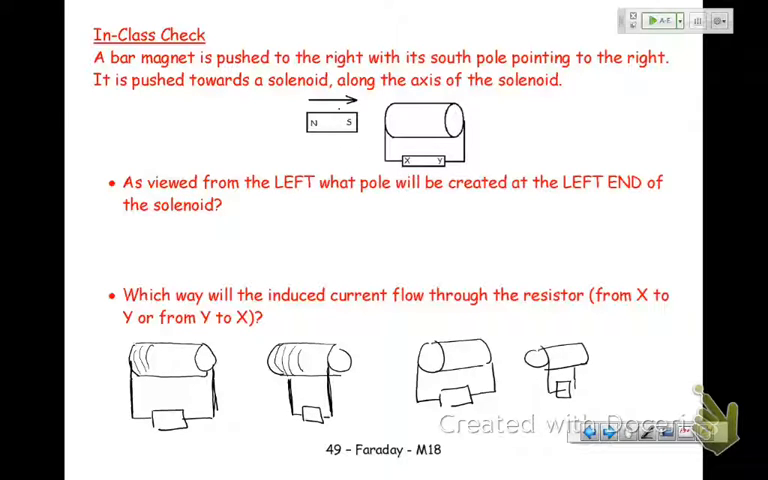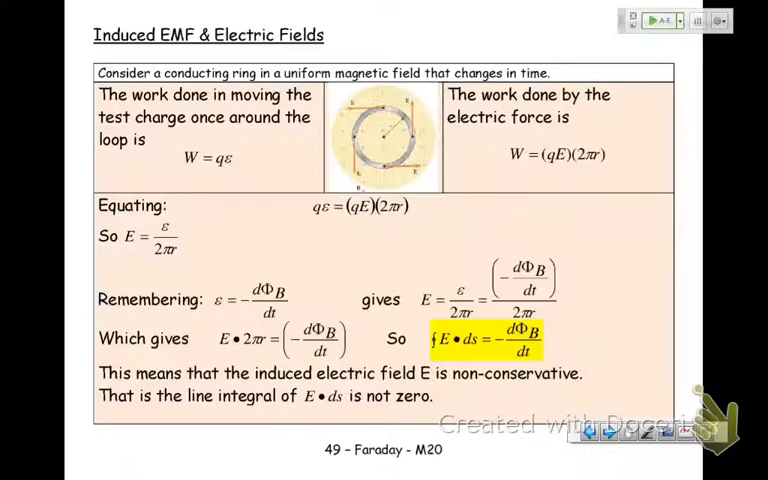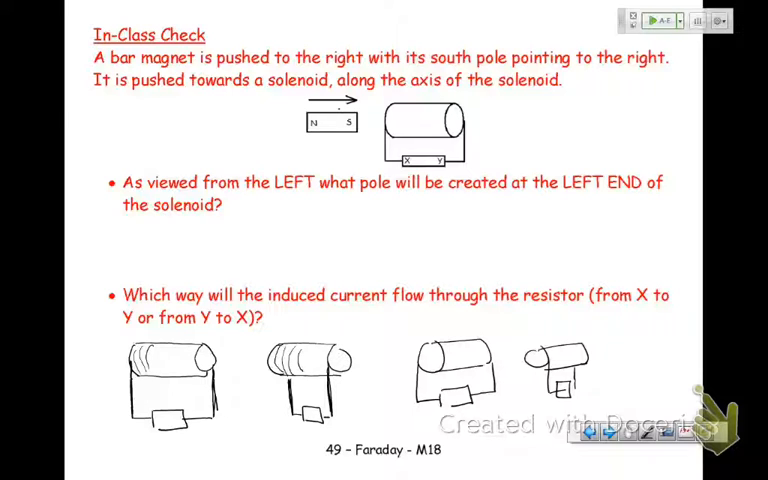I'll leave those there for a minute. This says a bar magnet is pushed to the right with its south pole pointing to the right. It's pushed towards a solenoid along an axis of the solenoid. As viewed from the left, what pole will be created at the left end of the solenoid here?